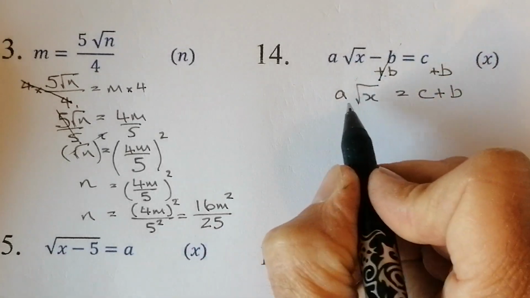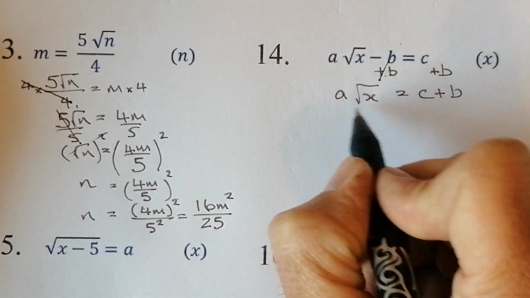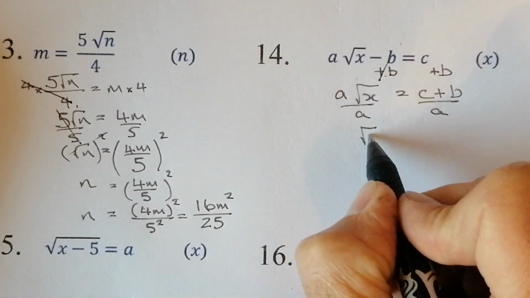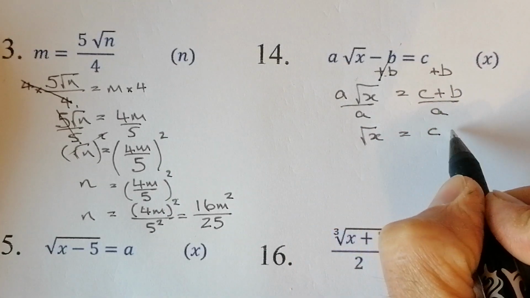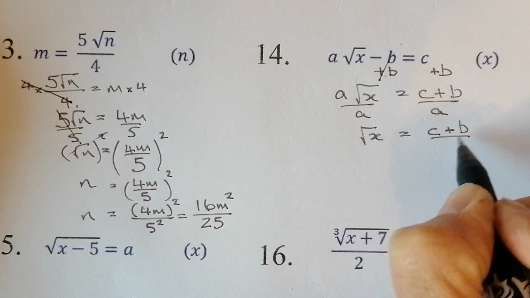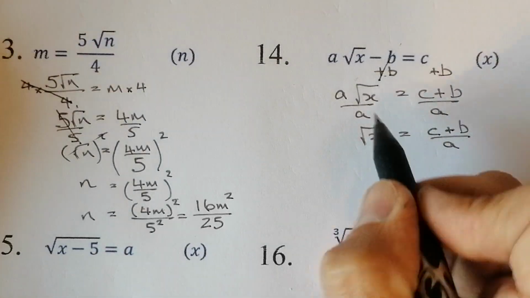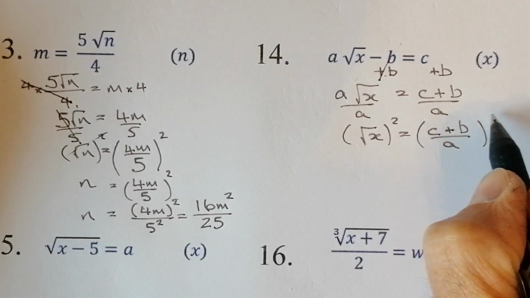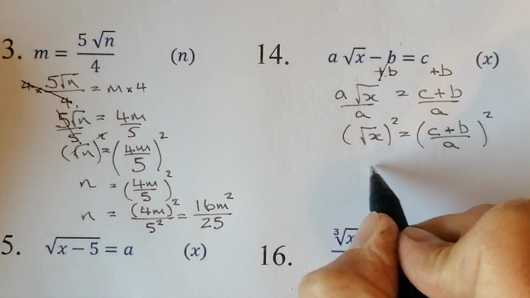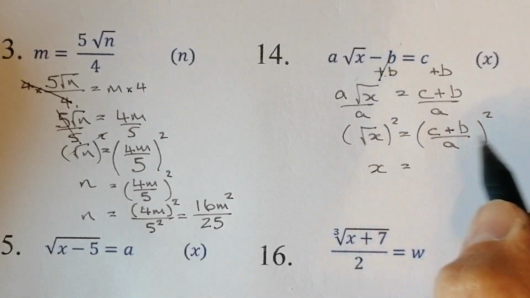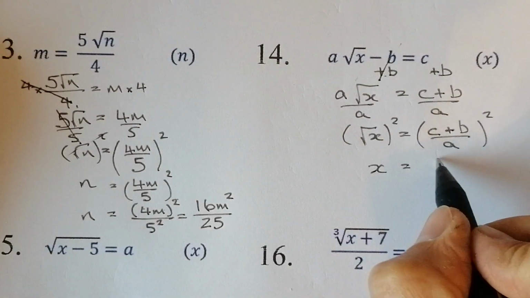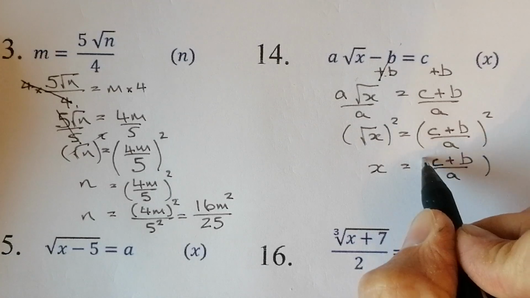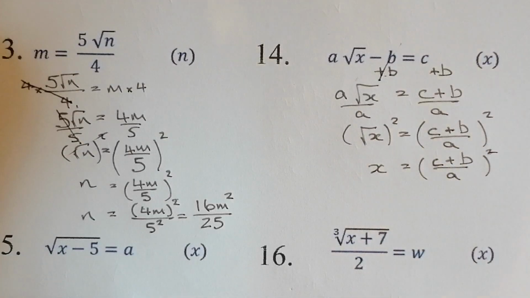Okay. I don't want an a on this side here, so I'll have to divide by a, and that leaves me with root x is equal to c plus b all over a. I'm then going to square this side, and if I square that side, I must square this side as well. So that leaves me with x is equal to, and on the top there, what I've got is c plus b all over a, and that's all in a bracket squared.